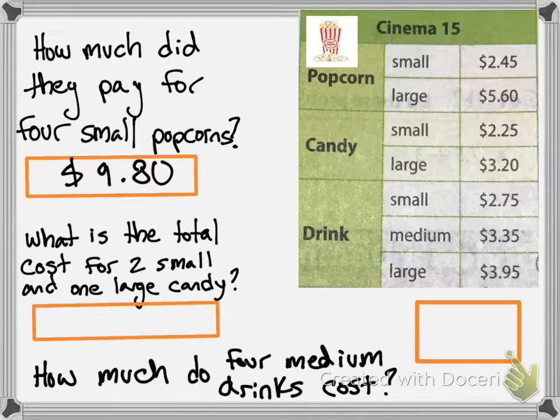Marley, what did you get for the total cost of 2 small and 1 large candy? $8. Camilla, what did you get? I got $8.10. Oh, we're getting actually a little bit further away from where we need to go. Let's see. Lucas brought up a good point. We have to multiply the 2 small candies first and then add on the 1 large candy. Pearson, what did you get? About $7.50. It's almost $7.50. We start with the $7.